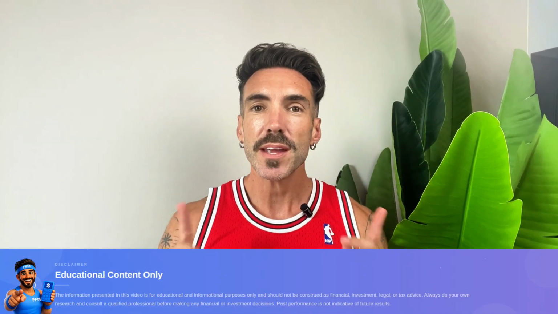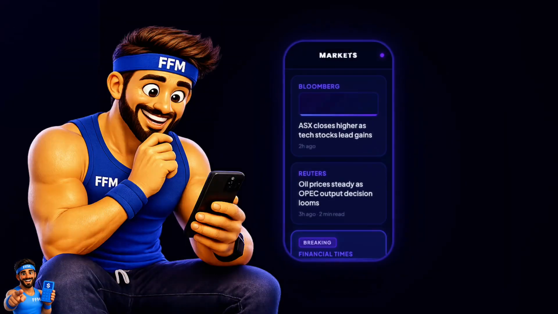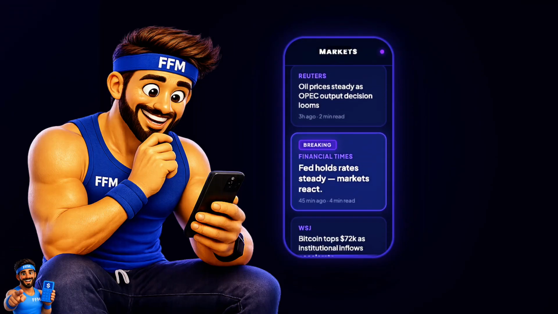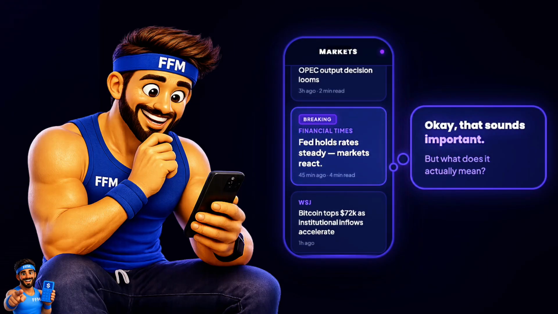Okay, tell me if this sounds familiar. You're scrolling through the news, there's a headline that says, Fed holds rates steady, markets react. And you think, okay, sounds important. Should I be doing something? What does that even mean for me? Is my savings account affected? What about my mortgage? What about my investments?